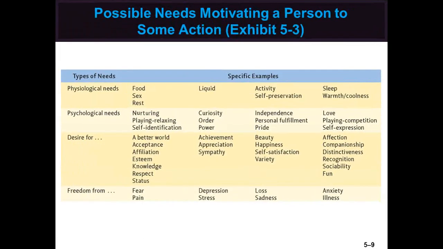So this list shows some of the important needs that might motivate a person to take action. On the far left column we see physiological needs, that's the human body's needs. Psychological needs, that's the mental needs. The desire for something, the freedom from something. So what does the body need? The body needs food, sex, and rest. What does the mind need? Nurturing, playing, self-identification.